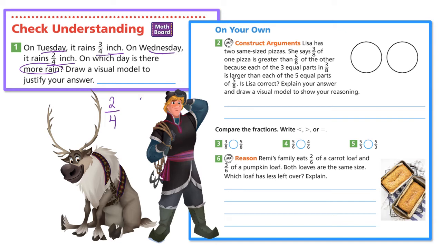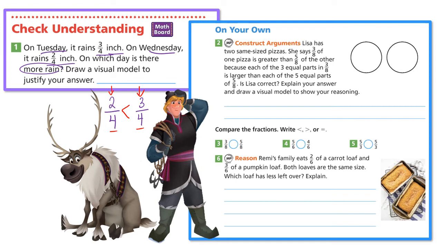So we have 2/4 and we have 3/4. Here's what I notice. I notice that the denominators are the same. That means that in each of my wholes, they're broken up into 4 equal parts. So those parts are going to be the same size or the same amount. So now I can compare my numerators. I have 2 parts or 3 parts. I know that 3 parts is greater than 2 parts, so 2/4 is going to be less than 3/4.